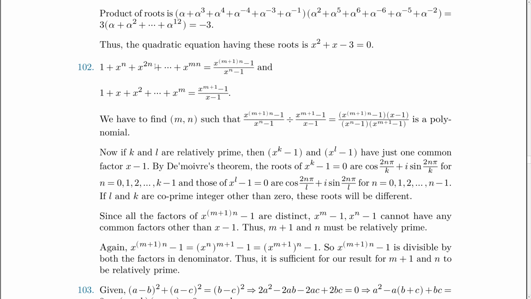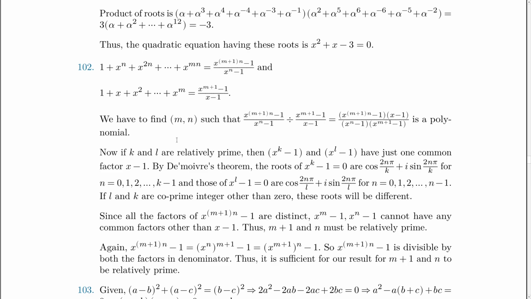From geometric progression, we have the sum of the first expression as x to the power (m plus 1) into n minus 1 by x to the power n minus 1, and the sum of the second expression as x to the power m plus 1 minus 1 by x minus 1. We divide both of these, and the result is x to the power (m plus 1) into n minus 1 into x minus 1, divided by x to the power n minus 1 into x to the power m plus 1 minus 1.